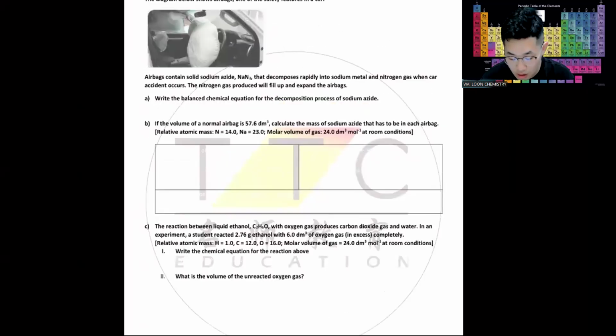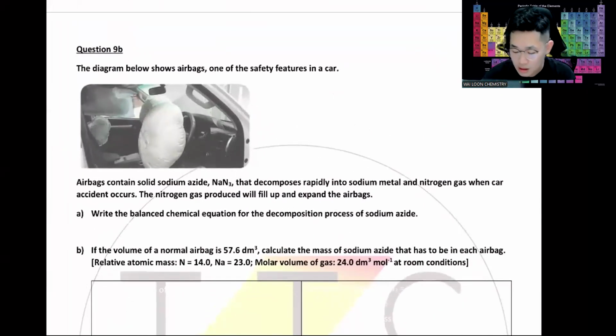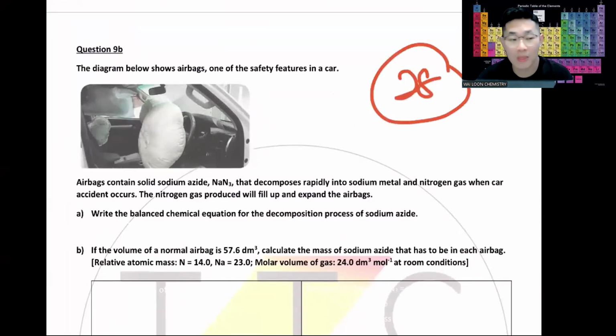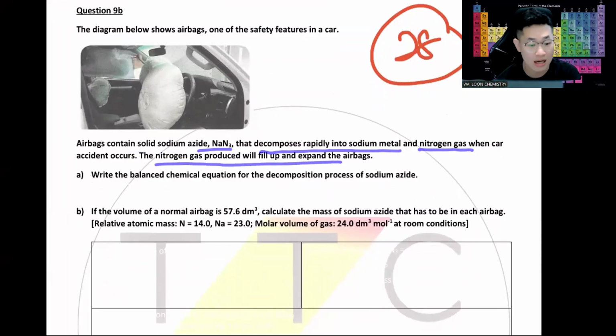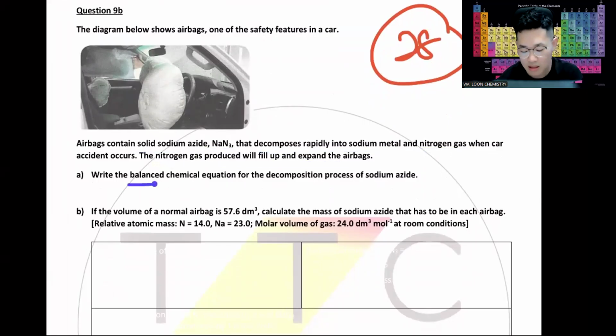Okay, can we look at this page number 28? This is one of their favorite exam questions, which is talking about airbags. They told you that the airbag contains a solid sodium azide, NaN3, that decomposes rapidly into sodium metal and nitrogen gas when the car goes kaboom. So the nitrogen gas produced will fill up and expand the airbags. Write the chemical equation for the decomposition of this substance.